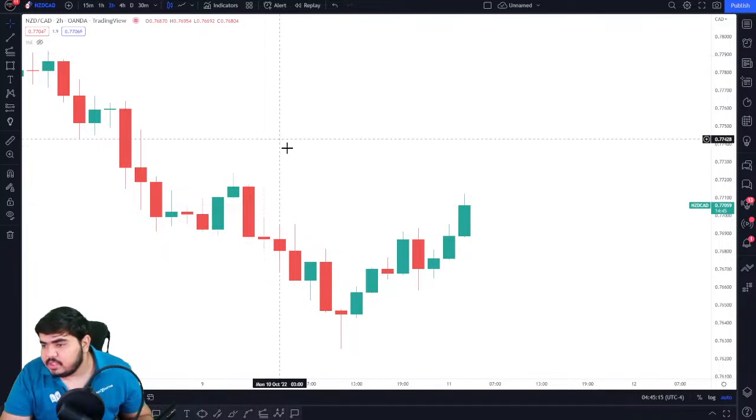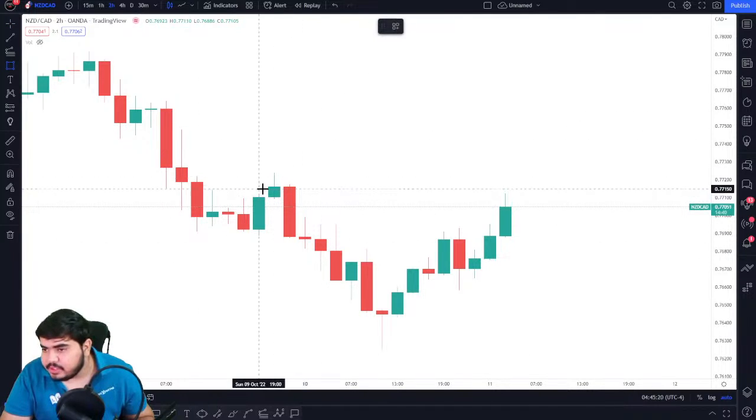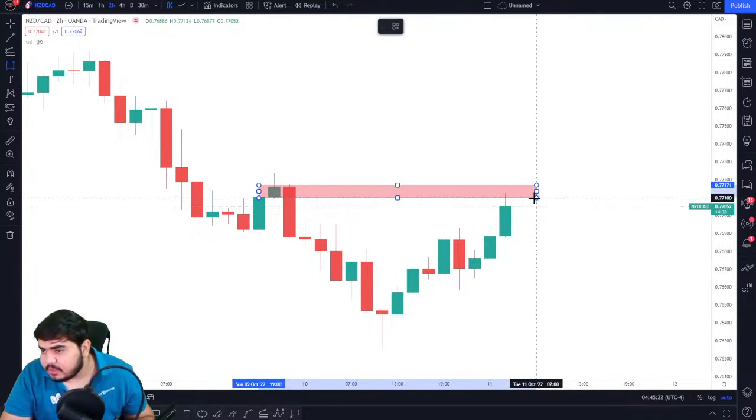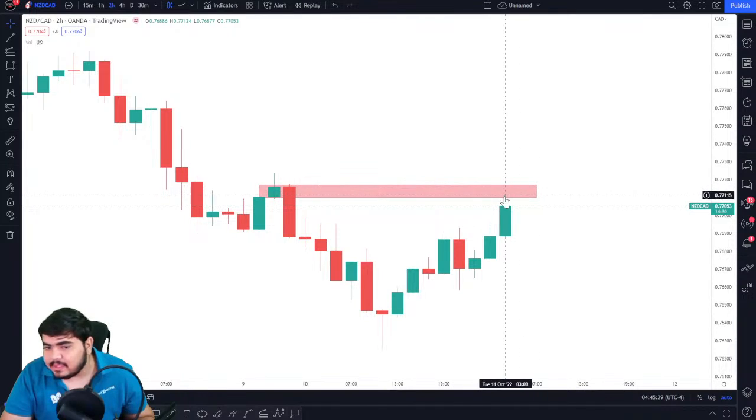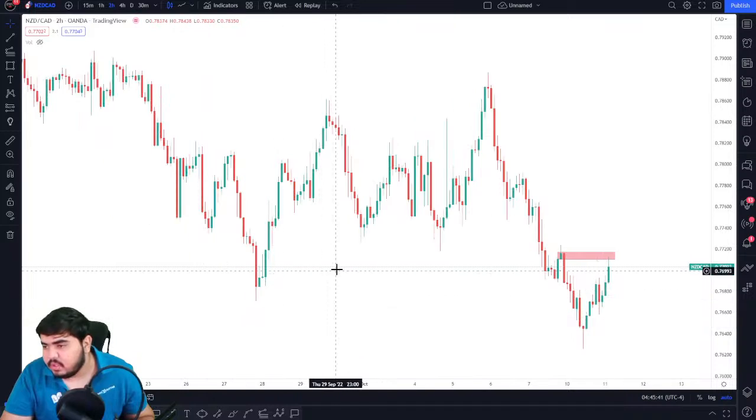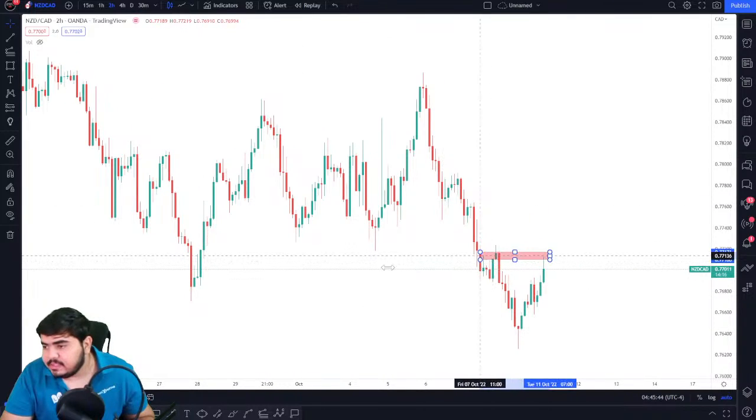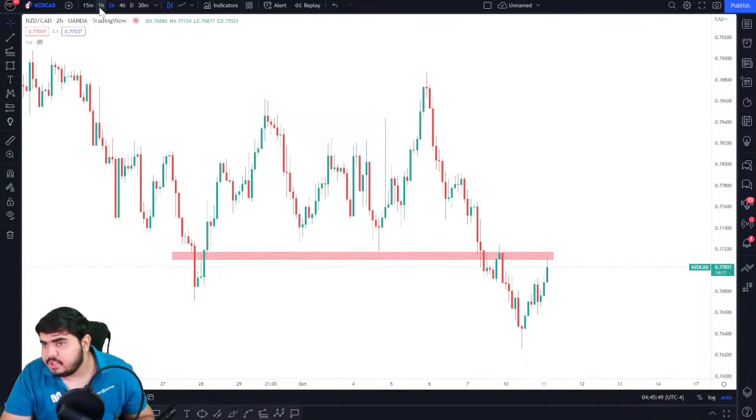So due to all these calculations and everything, we can see we have this area of resistance right now on the NZD CAD. Market is testing this area. This is a key level of resistance, and market is showing a reaction to the downside from this level. And also what we can see is that this is overall a bearish trend as well.